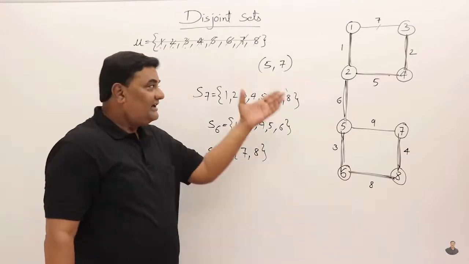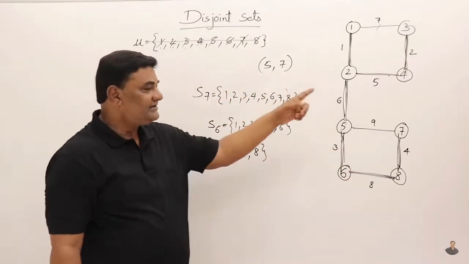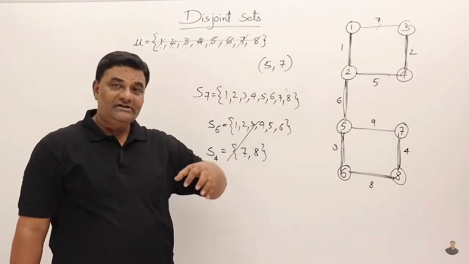Both are in the same set only now. As they both belong to the same set, there is a cycle. So this is how Kruskal's algorithm also uses it in the same way for finding a spanning tree. Like you may be knowing, in Kruskal's algorithm we always select a minimum cost edge.